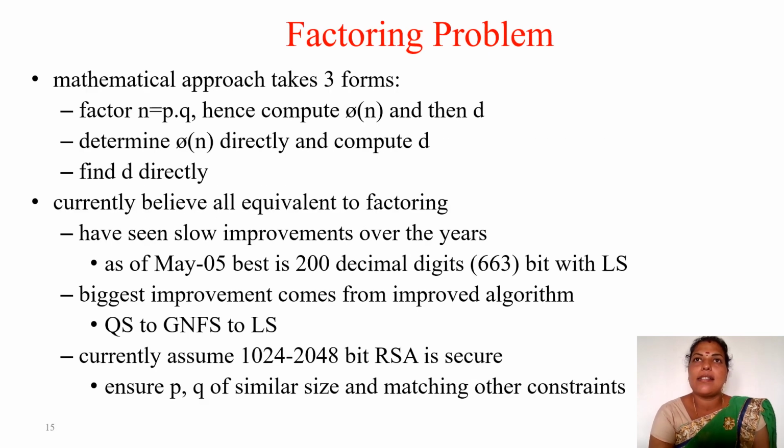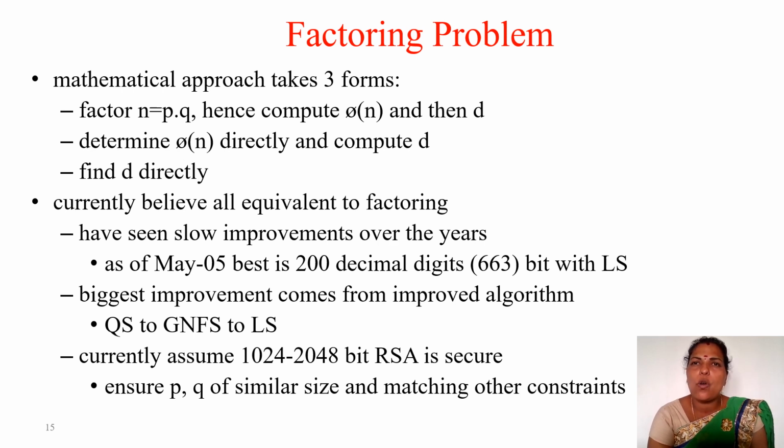So here the main thing is the factoring problem. Factoring problem means here the mathematical approach takes 3 forms. That is, we have to factor n equal to P into Q. Hence we have to compute phi of n. Then we have to find out the D value. That is determining phi of n directly, and we are computing the D value. So we are finding the D value also directly. But currently, everyone is believing that all are equivalent to factoring.